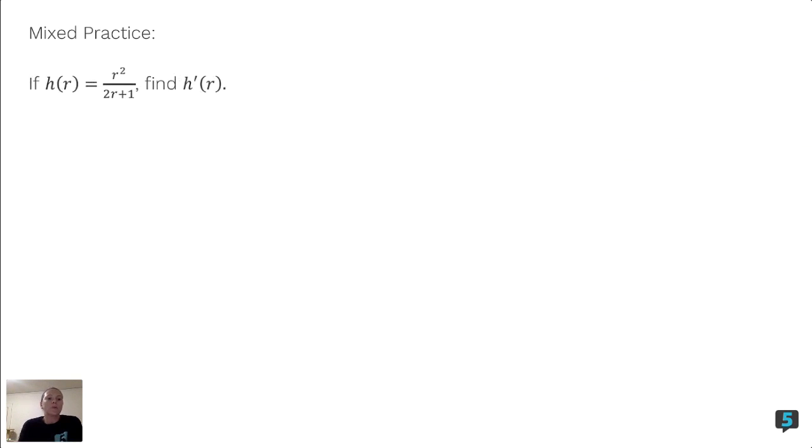All right, how about this one? Product rule or quotient rule? We're looking at h of r equals r squared over the quantity 2r plus 1, and we want to find h prime of r. Yeah, awesome. Quotient. You guys beat me to it before I could even finish asking the question. Good for you. All right, so this time when we go to set up the quotient rule, same setup, but we have r squared and 2r plus 1.